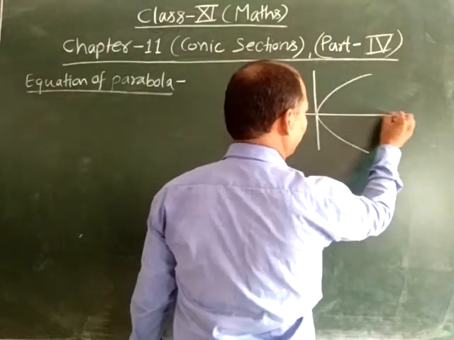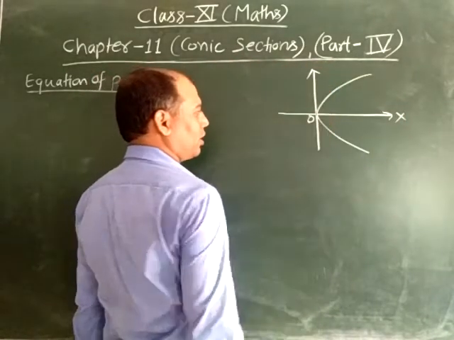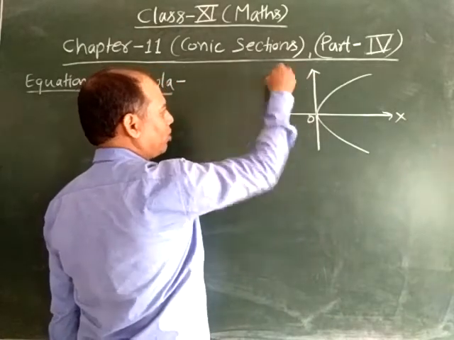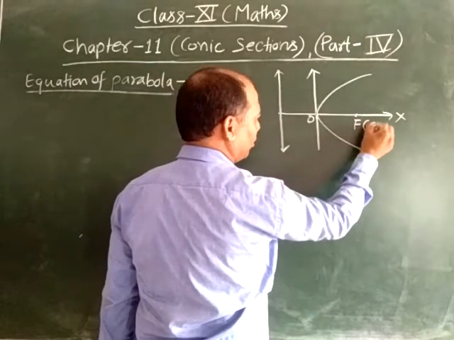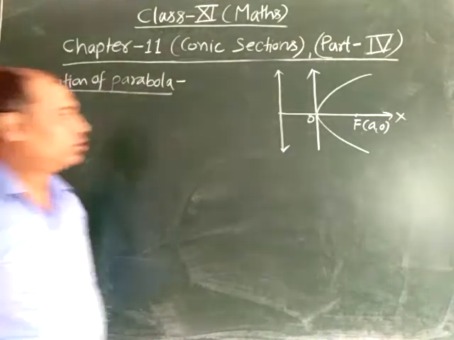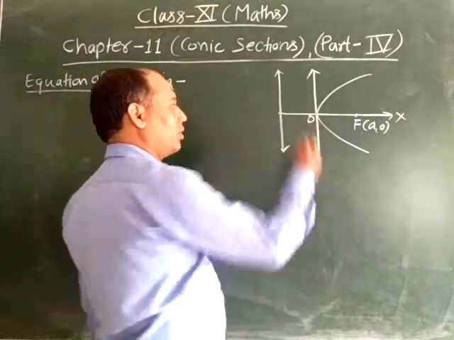Consider the graph of the parabola. This point is known as the vertex of the parabola and this is the directrix of the parabola. Consider this is the focus of the parabola. The coordinates of the focus is taken as (a, 0). Here this is the origin having the coordinates (0, 0).